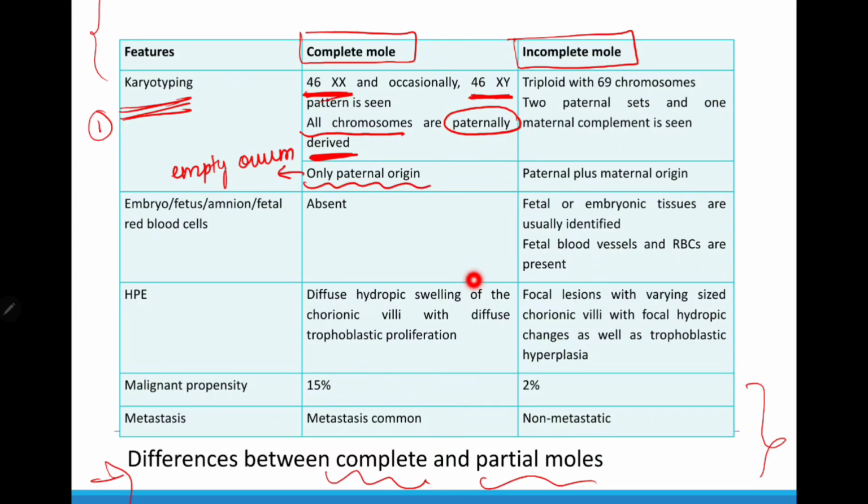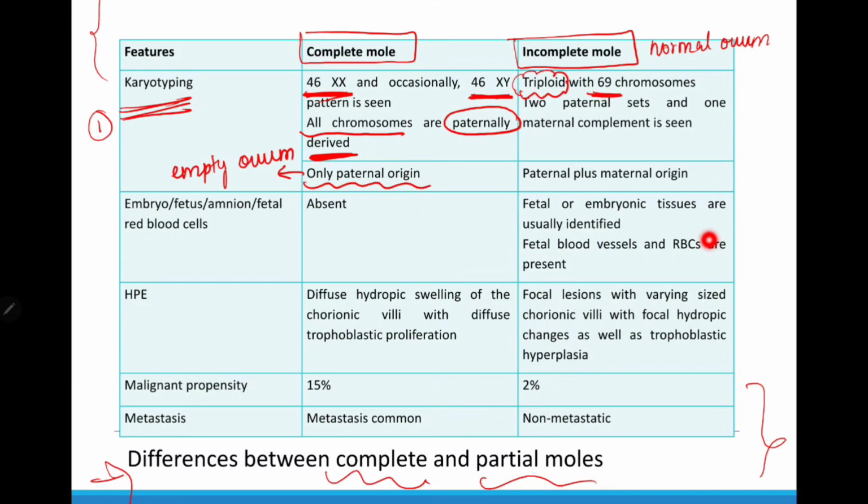Now moving on to incomplete mole. As I already told you, in incomplete mole there is a normal ovum with 23X. Now this 23X can be fertilized by dispermy, one which can be 23X or Y and 23X or Y. So this is going to result in triploid. Triploid means 69 chromosomes.